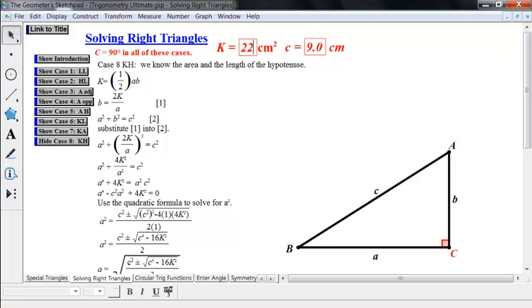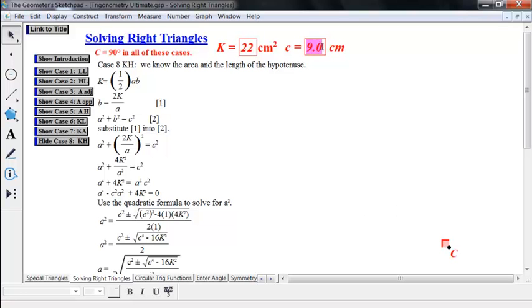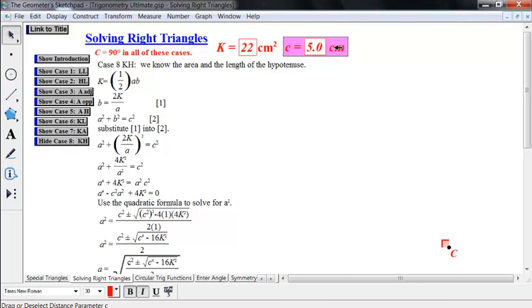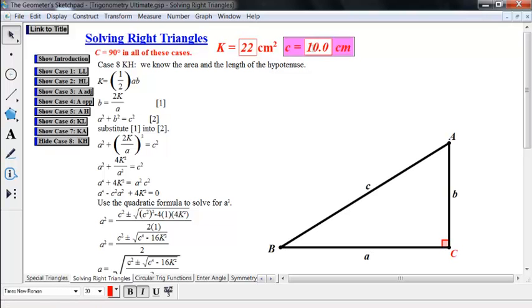Alright, now that you're back, the area is 22 and C is 10. By the way, you notice there are some limits here on what we can do here. If C is too small, things don't work out right. But I did give you one that does work, so here we go. So K is 1/2 AB, so B is 2K over A.